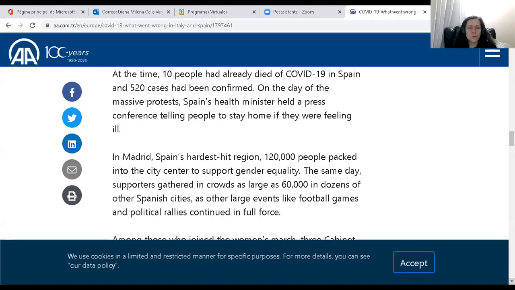At the time, 10 people had already died of COVID-19 in Spain, and 520 cases had been confirmed on the day of the massive protest. The Spanish health minister held a press conference telling people to stay home if they were feeling ill.